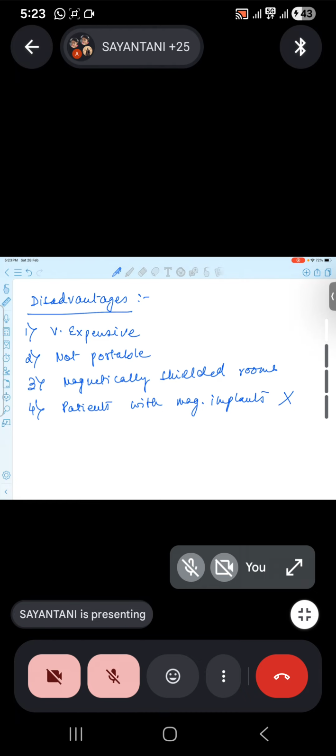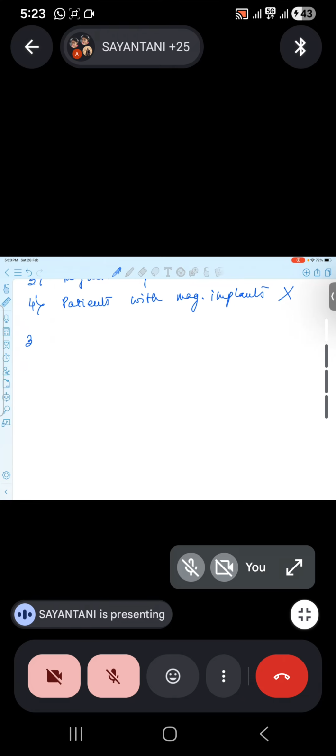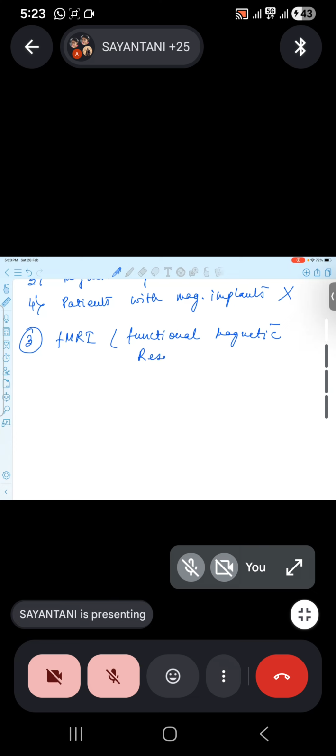All right. So we move on to the next device, the third device under the non-invasive technique, that is fMRI, functional magnetic resonance imaging. Now, this device utilizes a very different concept. Of course, it measures the neural activity of your brain, but not directly.